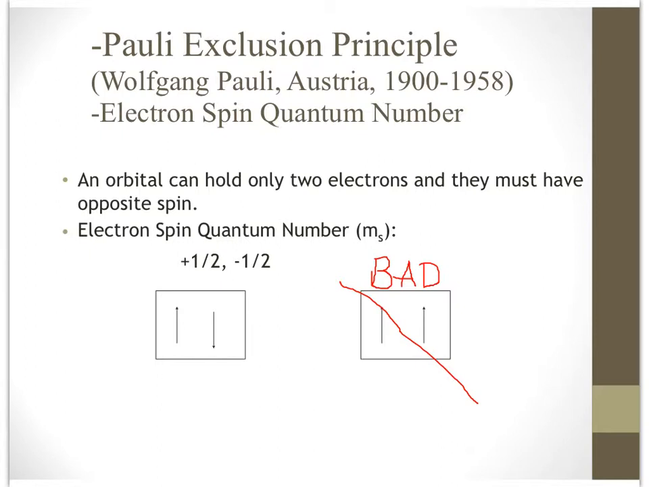So to distinguish that, what we said with quantum numbers was that they had to have different electron spin quantum numbers. So the plus 1/2, minus 1/2 here. When we're doing this sort of visually, the way we show it instead is with arrows. So up arrow, down arrow. So they can't both be up or both down. You have to have one of each in a particular box.